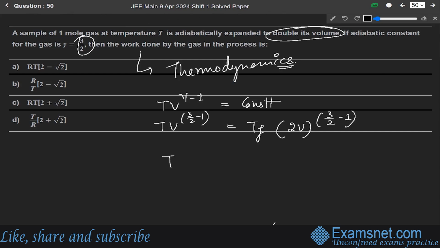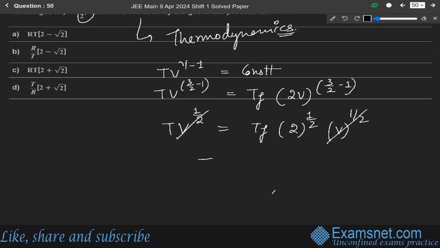So this will be T V^(1/2), since 3 by 2 minus 1 means 1 by 2. It will be equal to TF (2V)^(1/2). The V^(1/2) terms cancel out each other. So we get TF equals T over root 2. Let us say this is equation number 1.